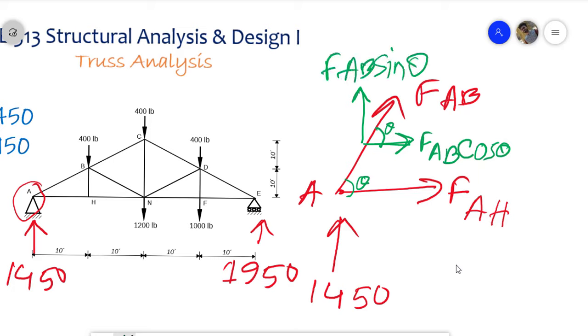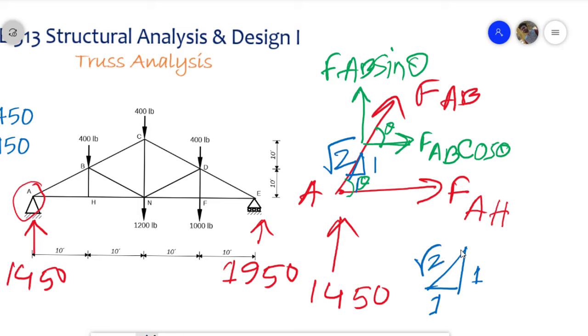But the problem is you don't know the angle, right? What is the angle here? I don't know. But if you look very clearly, there is some dimension, right? That is 10 feet and there is 10 feet. So if you make a triangle, that will become 1:1. Why? Because 10 feet divided by 10 feet is 1:1, and this side will be root 2 according to Pythagoras theorem.